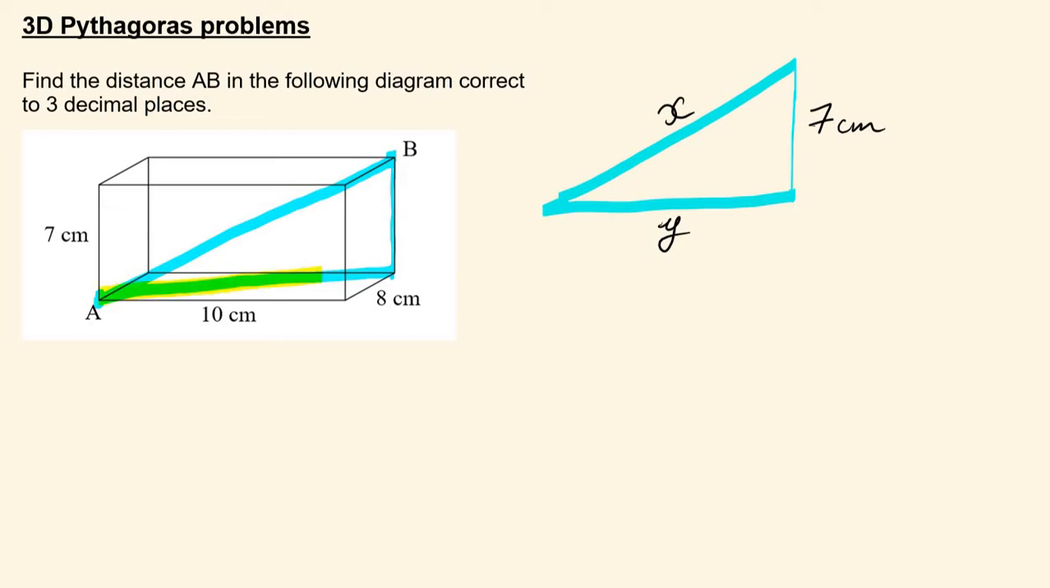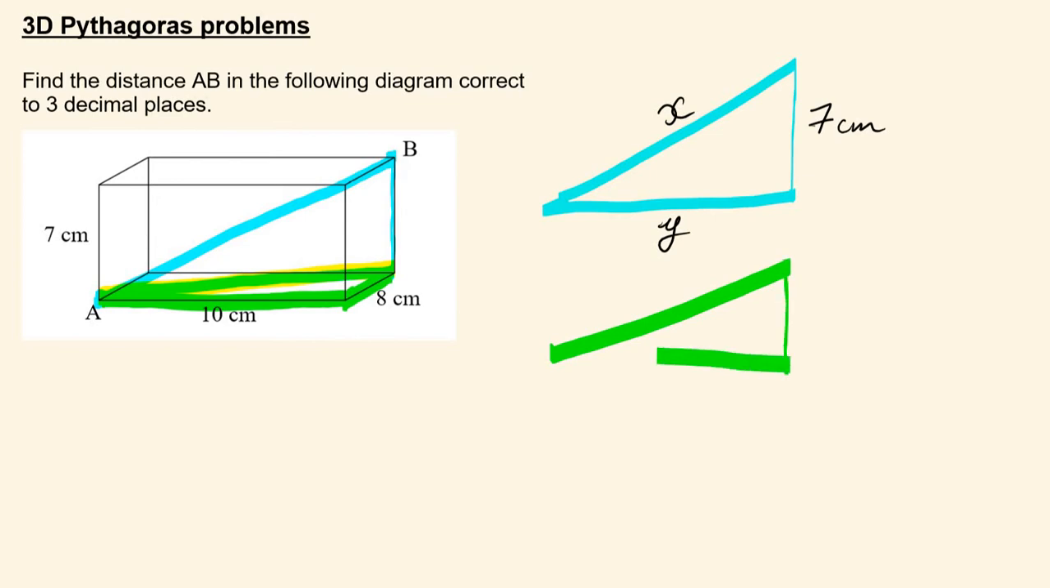there, what we see is we have another right angled triangle on the base of that shape. And if we extract that triangle, it looks something like this, where that's y, that's 8, and that's 10. And of course they are both right angled triangles. So we need to find y, and then substitute that onto that triangle there in order to solve for x.